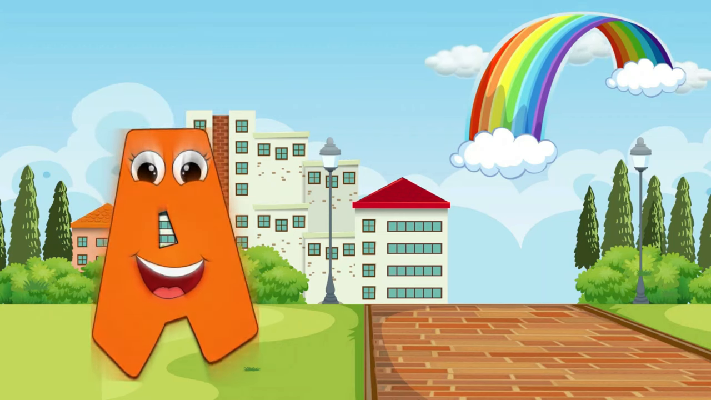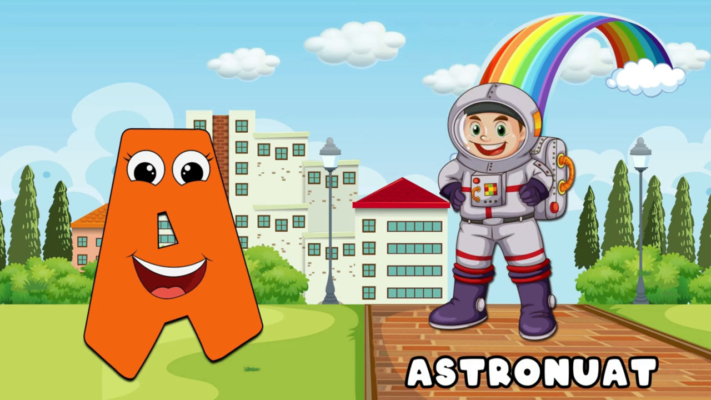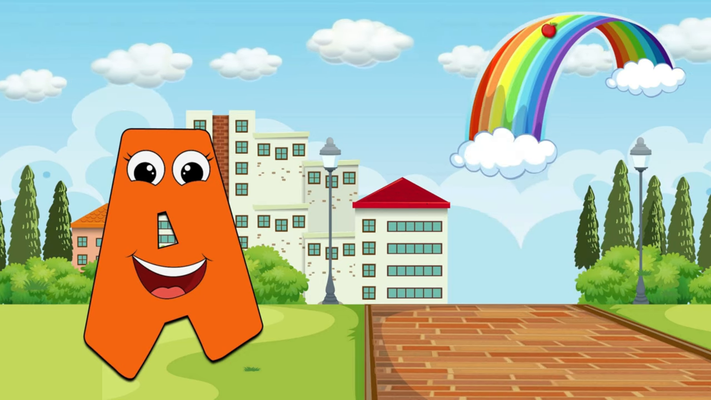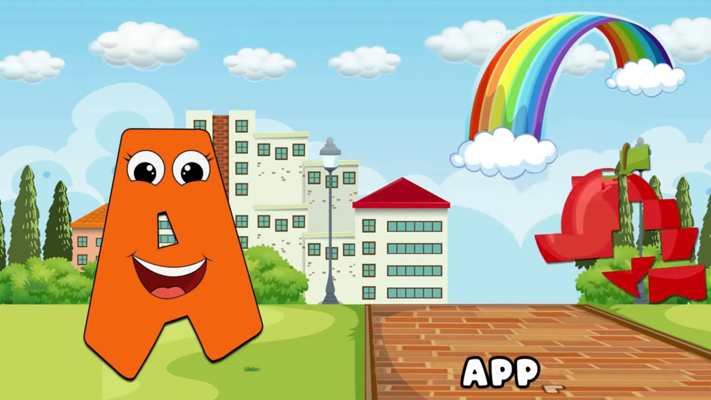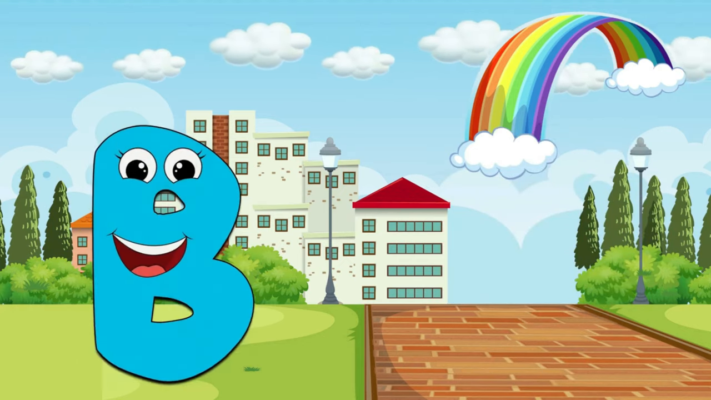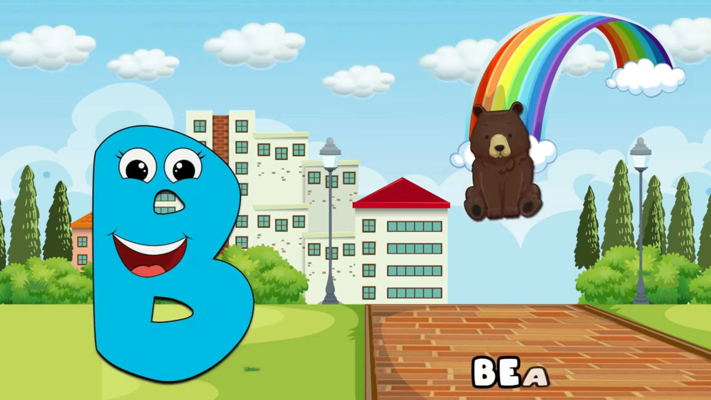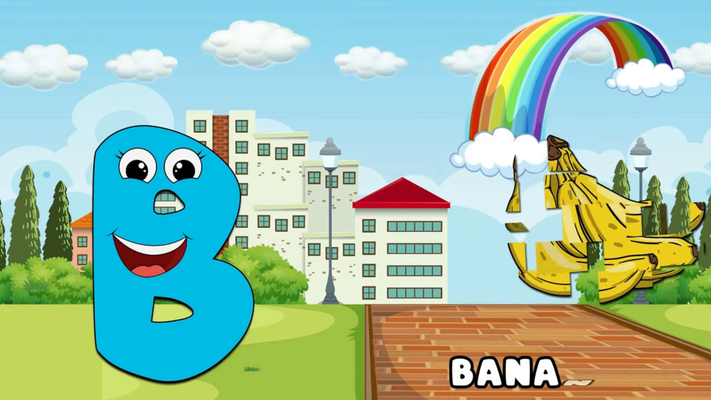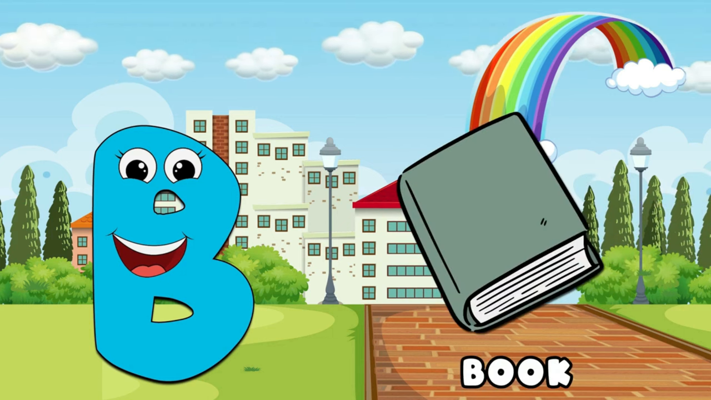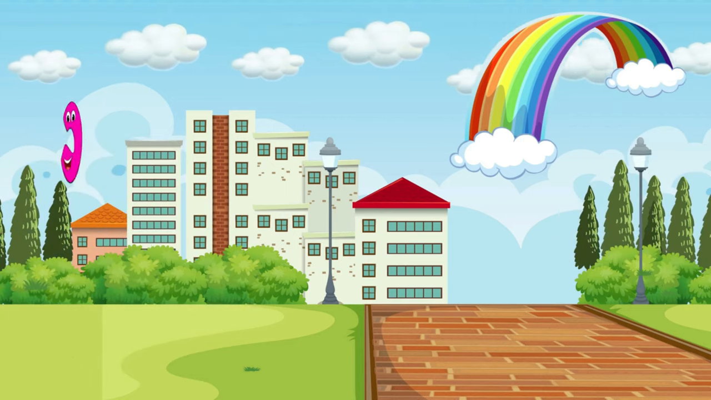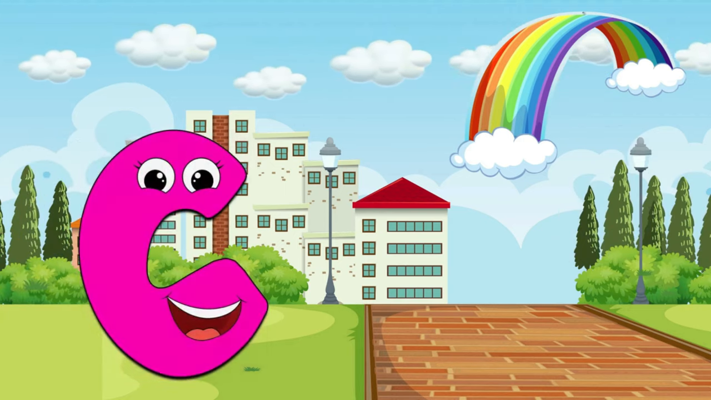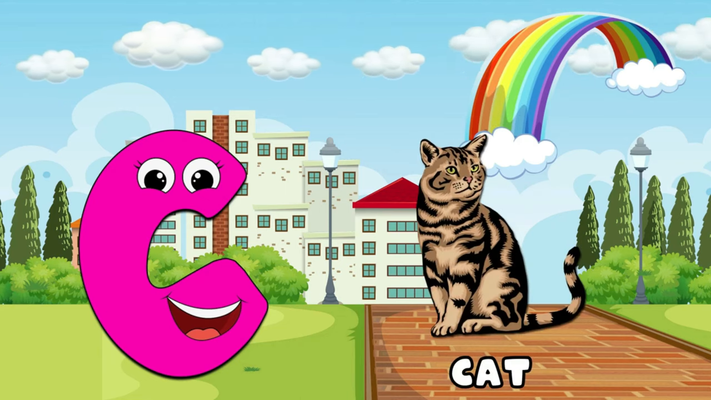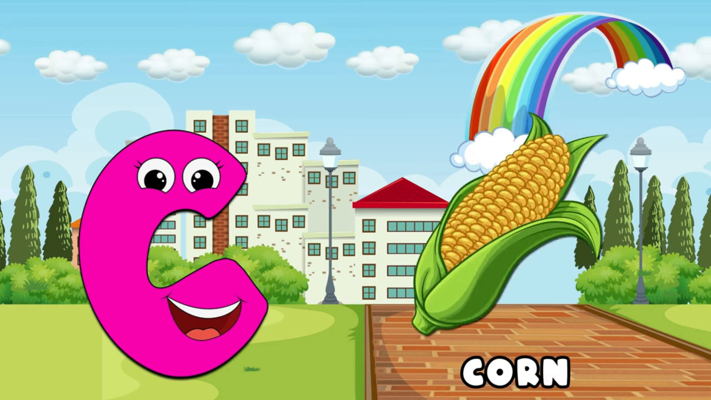A. A is for astronaut and apple. B. B is for bear, banana, book. C. C is for car, cat, corn.